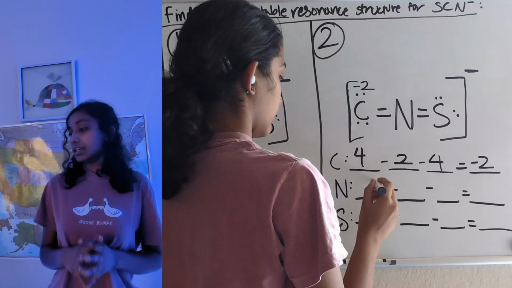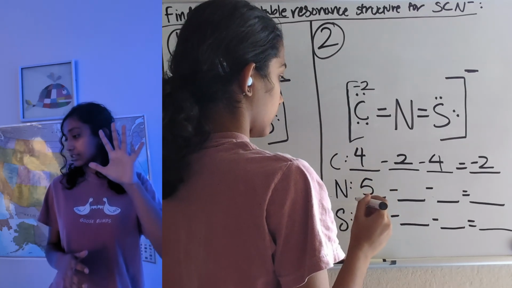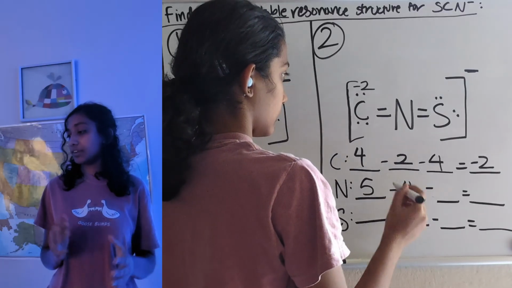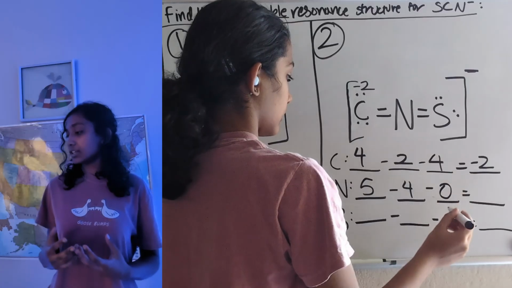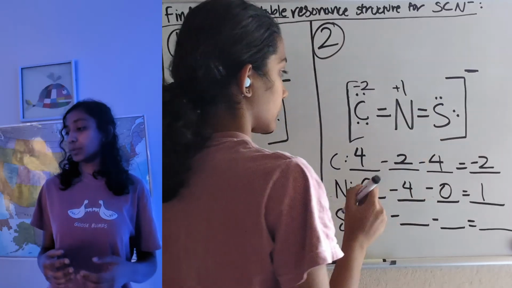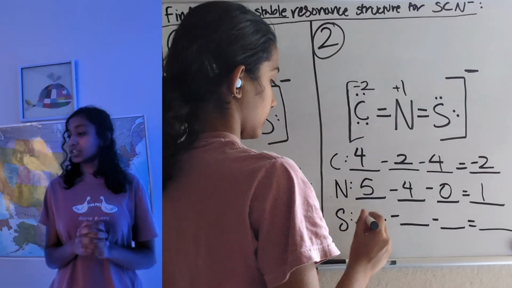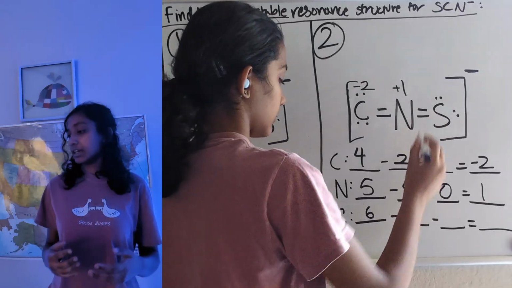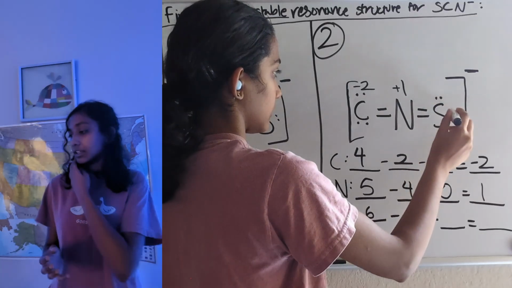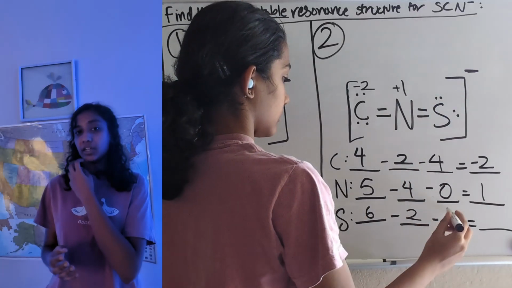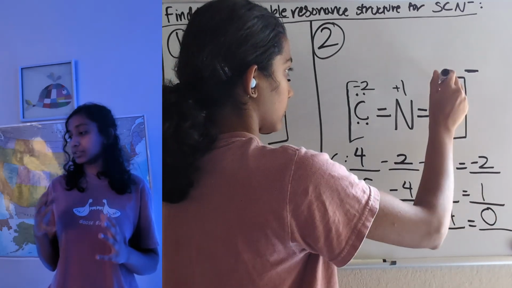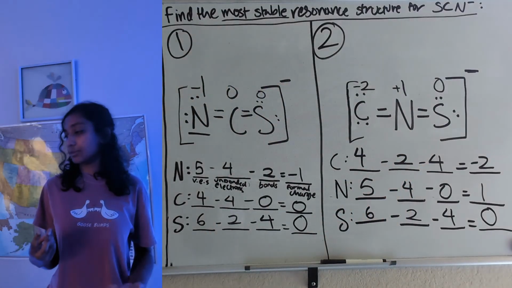Now let's look at nitrogen. Nitrogen has 5 valence electrons. And there are 4 bonds attached to nitrogen, so we subtract 4 from 5. There are no unbonded electrons on nitrogen, so we stop there. 5 minus 4 equals 1, so nitrogen's formal charge is +1. For sulfur, we know that it has 6 valence electrons, and there are 2 bonds attached to sulfur, so we subtract 2 from 6. There are 4 unbonded electrons on sulfur, so we subtract 4 from that also. 6 minus 2 minus 4 equals 0, so sulfur's formal charge is 0.